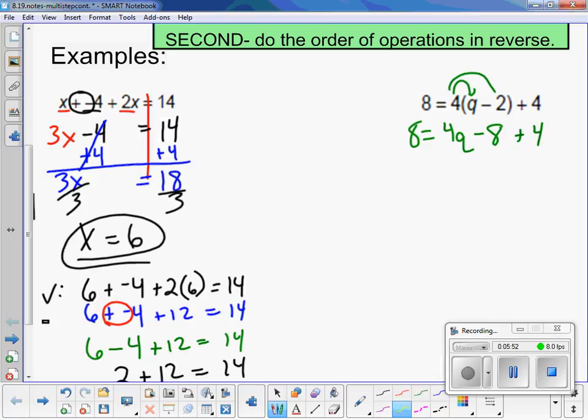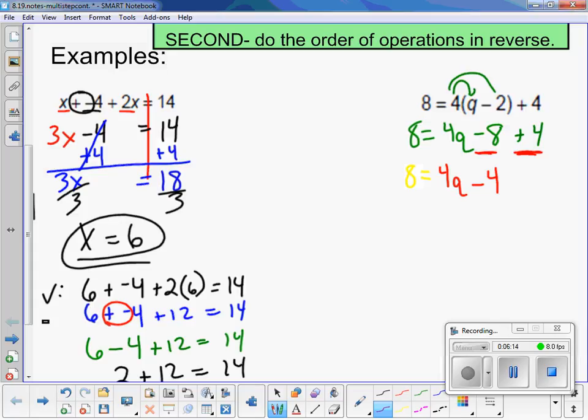Now looking at the equation, again, the left-hand side's fine, but on the right-hand side, I have some like terms I can put together. I can put this negative 8 and this positive 4 together. So I bring down the 4q, and a negative 8 and a positive 4 gives me a negative 4. So I say minus 4. Now the right-hand side is as simple as it gets.